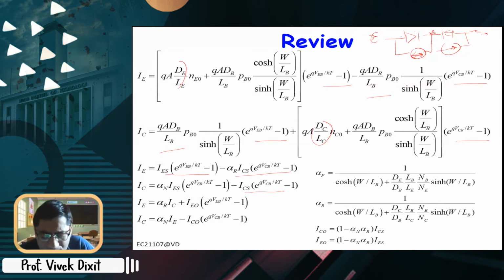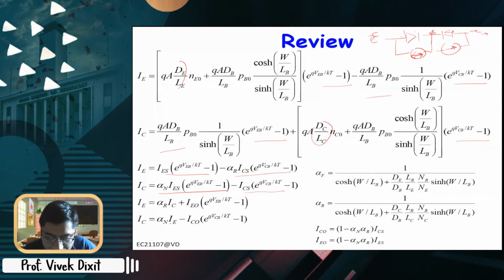Then we did some modification also here, and we tried to relate this IE and IC in terms of each other. So if you want to express IE as a function of IC, then you can write IE is alpha R times IC plus IEO times exponential QV by KT minus 1, and IC, if we express as a function of IE, then we can write IC is alpha n times IE. So you can see here IC is alpha n times IES, right, and this exponential thing. So you can substitute instead of this IES exponential thing, you can write IE minus, this will become plus, so plus alpha R ICS, right?